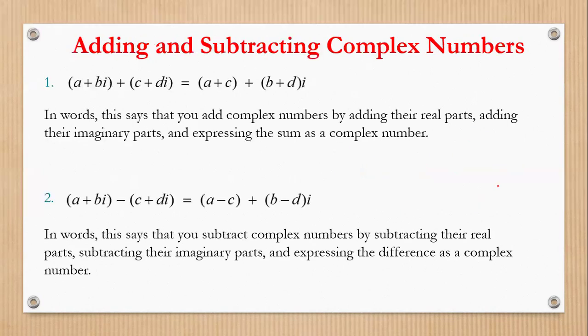For adding and subtracting complex numbers, we always add or subtract like terms, and like terms here are real parts added together, imaginary parts added together. And the same for subtraction. We subtract real parts, which are a and c, so we say a minus c, and we subtract imaginary parts, which are bi and di, and if we subtract them, it's b minus d i. So for add or subtract, we just add or subtract real parts together and imaginary parts together.